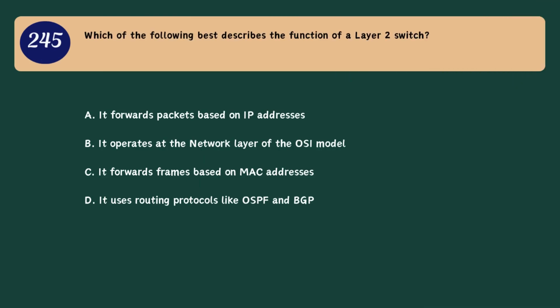Question 245. Which of the following best describes the function of a Layer 2 switch? A. It forwards packets based on IP addresses. B. It operates at the network layer of the OSI model. C. It forwards frames based on MAC addresses. D. It uses routing protocols like OSPF and BGP.